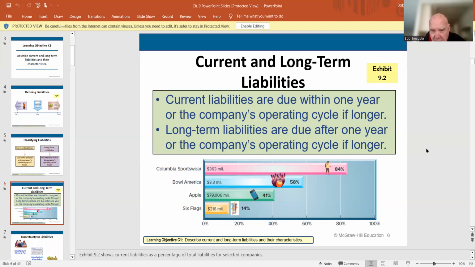And they're just showing you a few companies with their debts here. Wow, hard to believe. Columbia Sportswear, look at the size of this company. $369.3 million worth of debt. Apple, though, look how big Apple is. $79 million worth of debt.